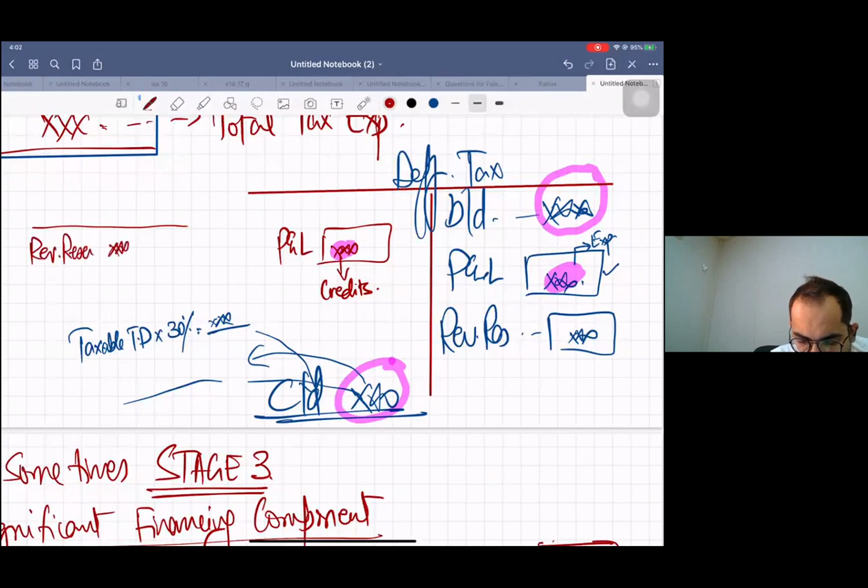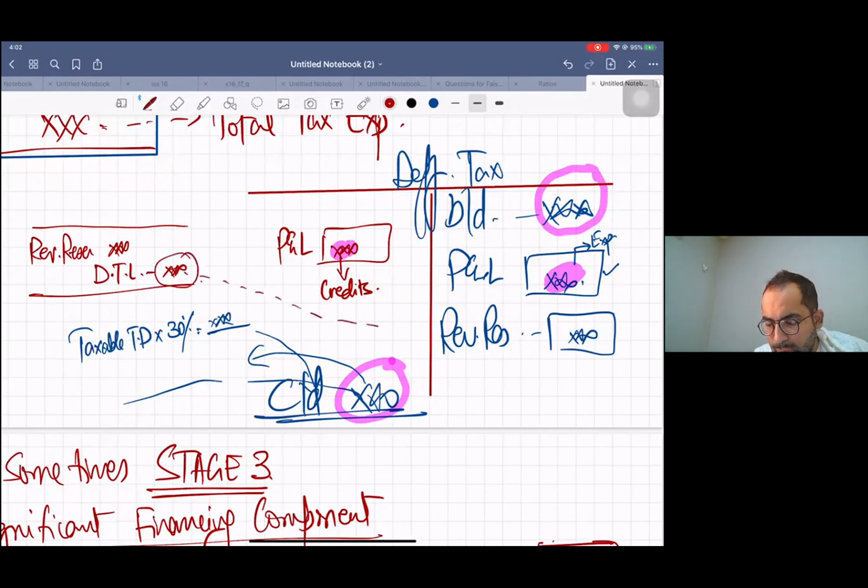The entry for deferred tax on revaluation is revaluation reserve debit and deferred tax liability credit. You need to post this entry, right?